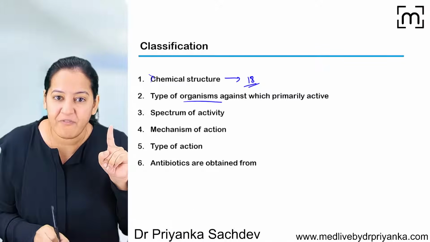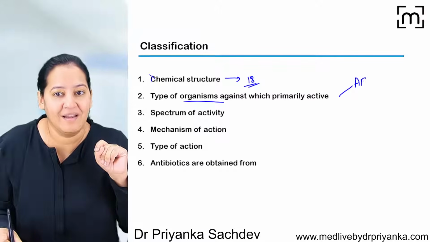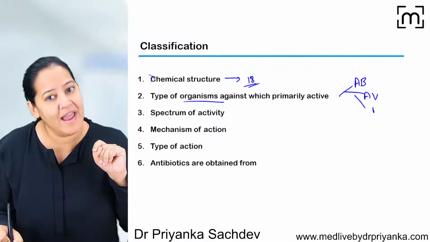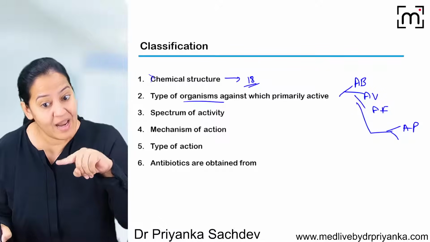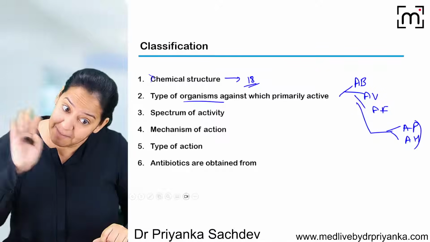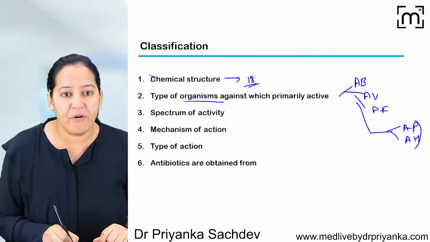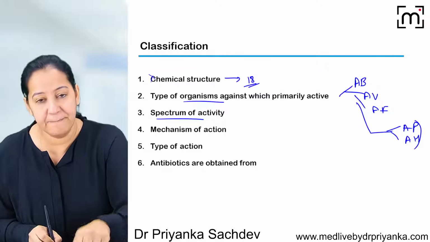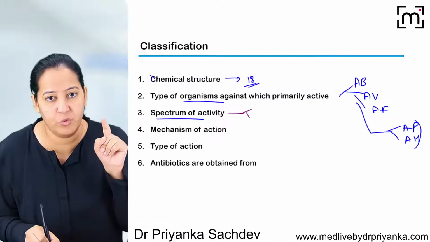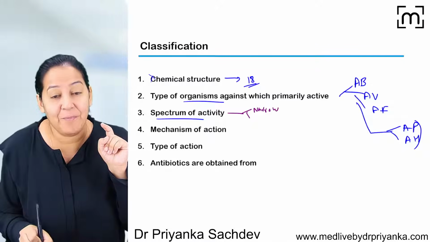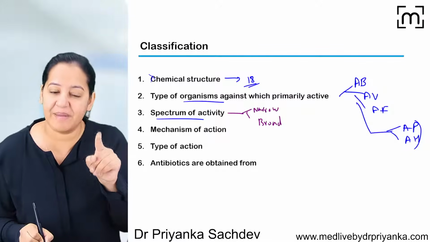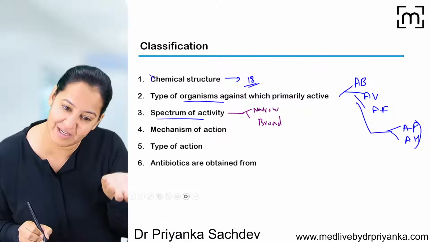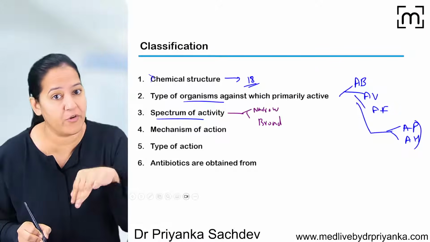Okay. The type of organism they are killing. So antibacterial kill bacteria, antiviral, antifungal, antiparasitic are of 2 types: antiprotozoal and antihelminthic. They all are antiparasitic, both of them. Type of spectrum of activity. Based on spectrum of activity, they are of 2 types, narrow spectrum and broad spectrum. Broad spectrum kill all bacteria. Narrow spectrum kill particular category. I told you whether cocci or bacilli or gram positive or gram negative.